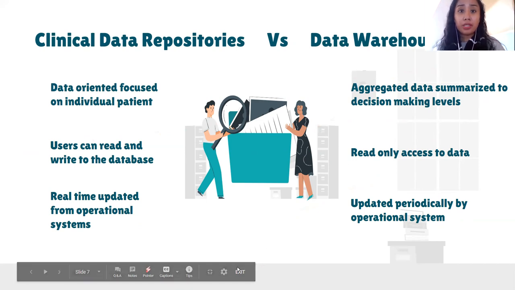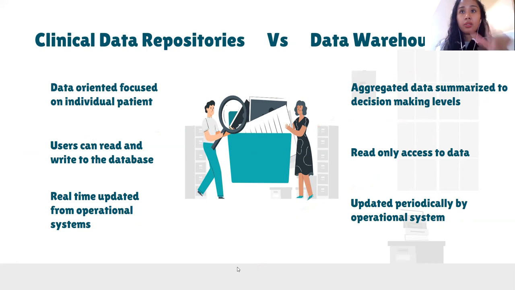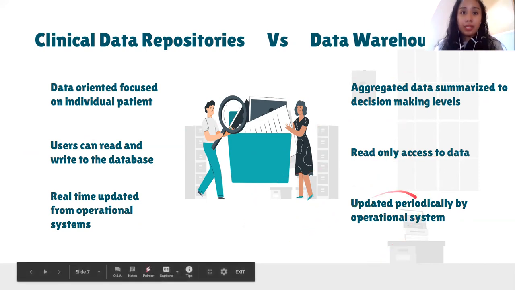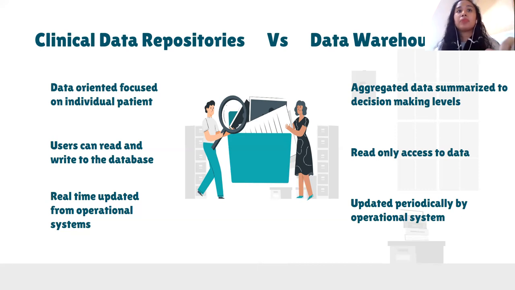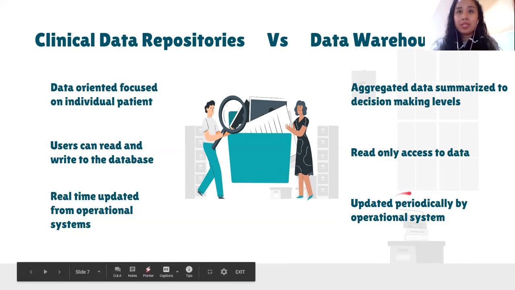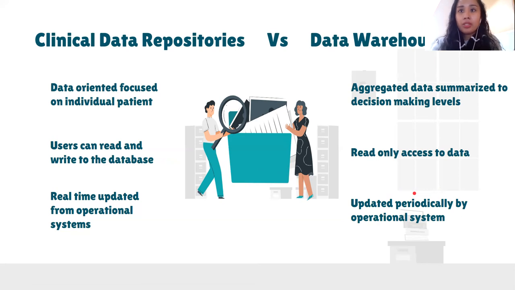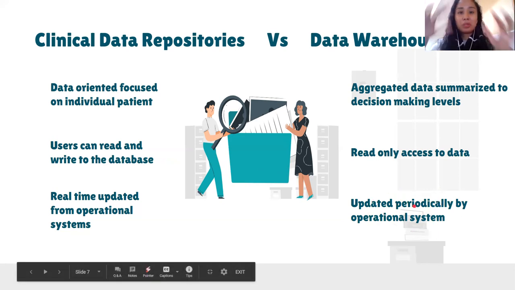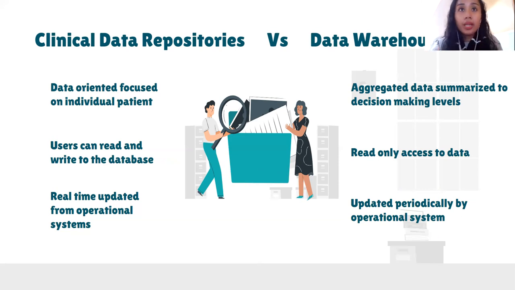Example, your health professionals, your doctors, so you could only read only. Next, real-time updated from OS. So every time that there's an update, it happens real-time because it's closer to the user. However, your data warehouses, you don't update it all the time. So it's periodically updated because it's a big storage of data.